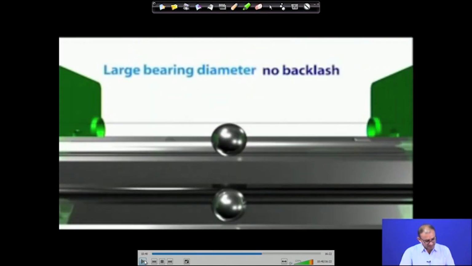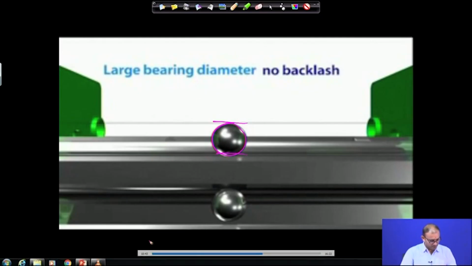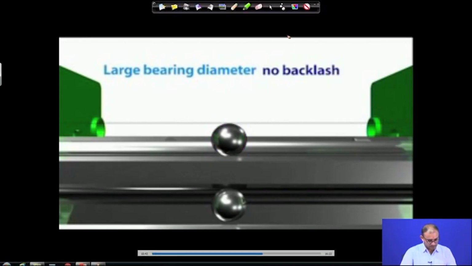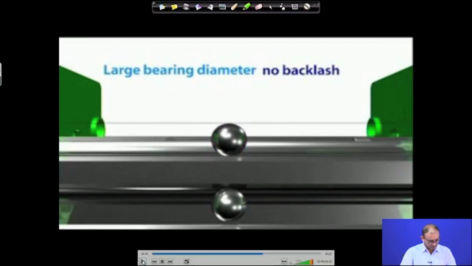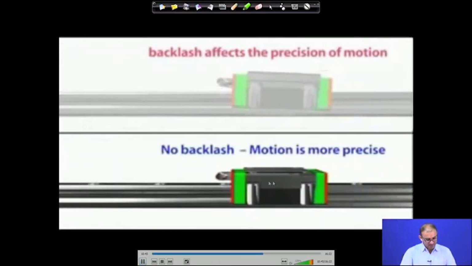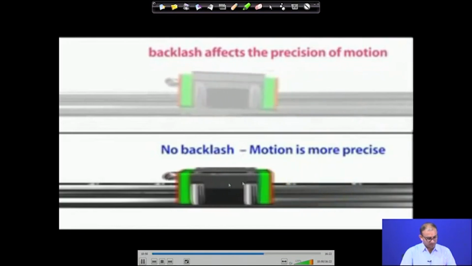Now, it is exactly fitting here, so this is exactly matching with this part. There is no clearance between the rail and the ball. If you consider this particular motion, this is the bottom part, you can see that there is no backlash and the motion is more precise.